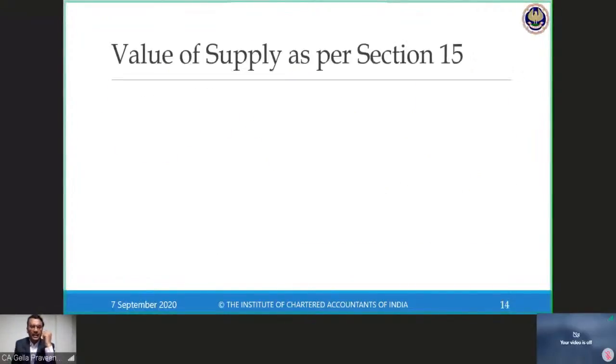Now, till now, when we are talking about Section 15 subsection 1, let me see if any questions are there to quickly answer.